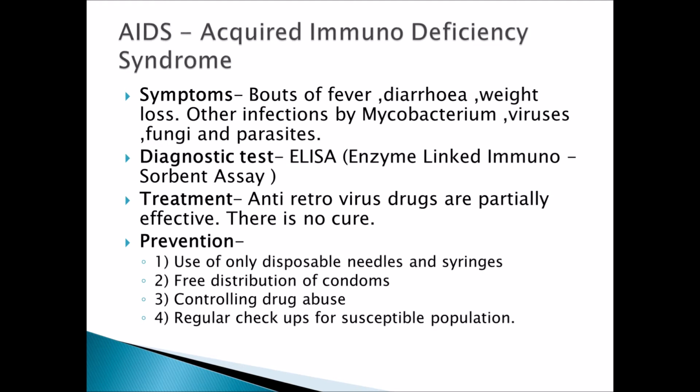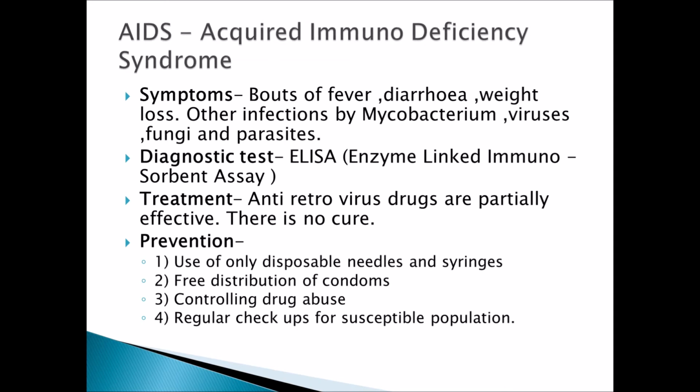Symptoms of this disease are bouts of fever, diarrhea, weight loss. Other infections such as Mycobacterium, that is, it causes tuberculosis. Other infections by viruses, fungi and parasites may occur. The diagnostic test for this disease is ELISA, Enzyme linked Immuno Sorbent Assay. This is the test where the antibodies in the body of the patient are checked for.